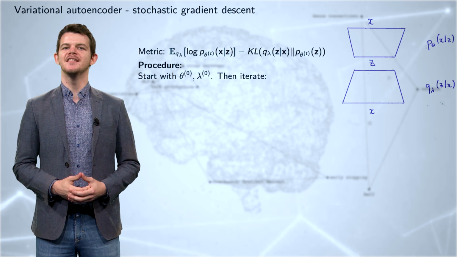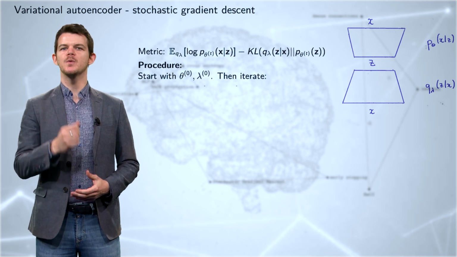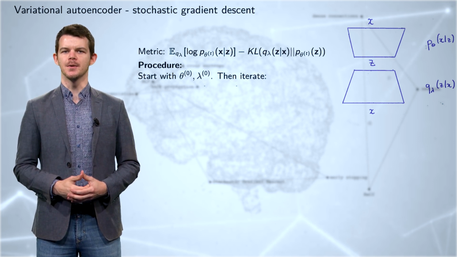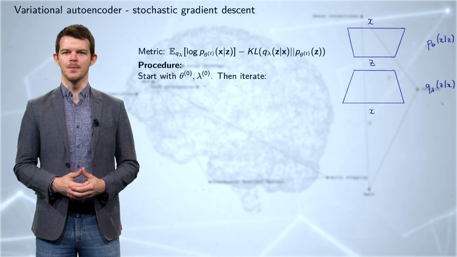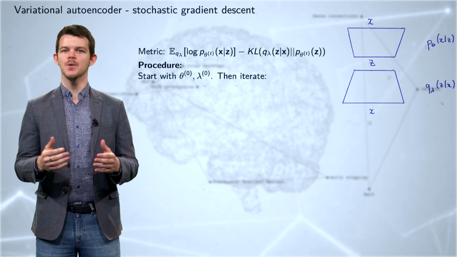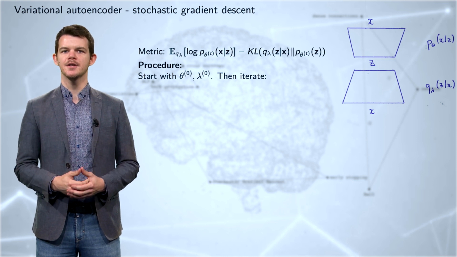Let us now present the algorithm using stochastic gradient descent, which is the algorithm used in practice to train VAE. Note that the function above is the ELBO function and is the metric we want to maximize when training our network. First, we initialize the values of theta and lambda with theta 0 and lambda 0. This corresponds to initializing weights and biases in the two neural networks, the encoder at the bottom and the decoder at the top. Then we iterate the following procedure.